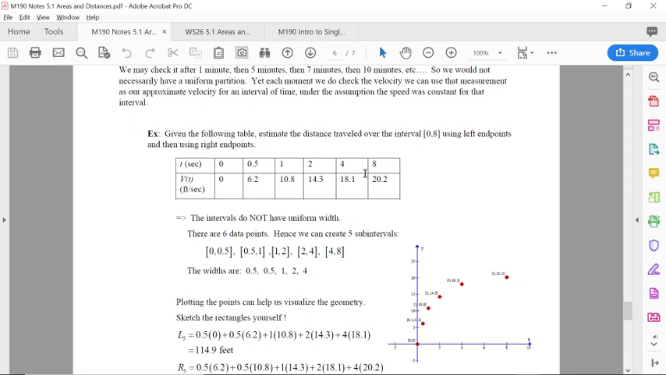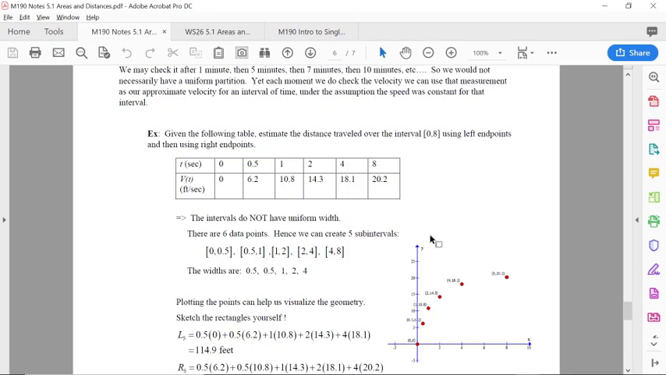So we can't factor out a delta t. It would be a delta t in this case, but we can't factor that out. Each one of these rectangles might have a different width. So we should look at the area of each rectangle separately from the others, find all those areas individually, and then add them together.